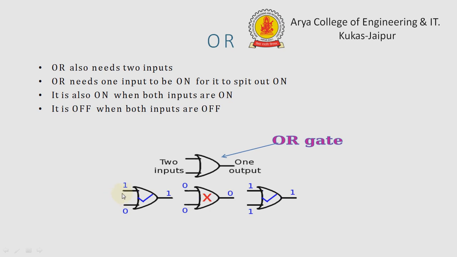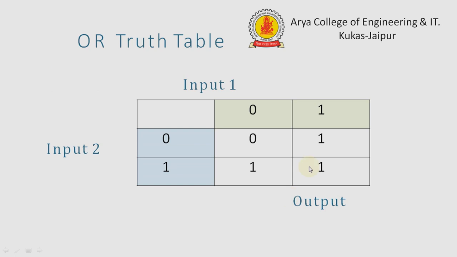In this OR gate, when one input is high and another is low, we get a high output. When both inputs are low, we get a low output, and when both inputs are high, we get a high output. So this is the truth table for the OR gate.